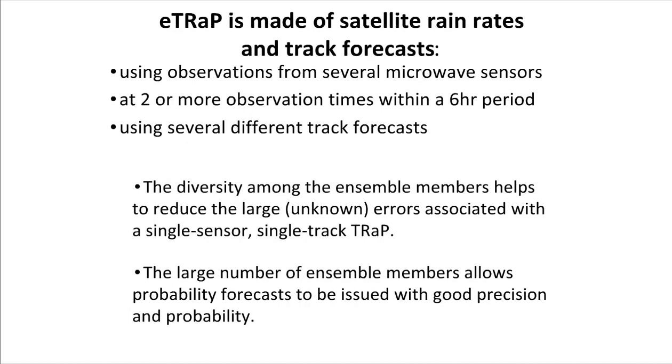eTRaP is made of satellite rain rates and track forecasts, using observations from several microwave sensors at two or more observation times within a 6-hour time period, and using several different track forecasts. The diversity among the ensemble members helps to reduce the large or unknown errors associated with a single sensor, single track TRAP. The large number of ensemble members allows probability forecasts to be issued with good precision and probability.